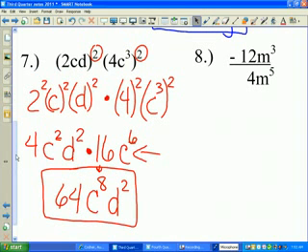And finally, number 8, division. With the whole numbers, we're actually going to divide. So negative 12 divided by 4 gives me a negative 3. And we all said that when we divide, we subtract our exponents. So my exponent is going to be m raised to the negative square.